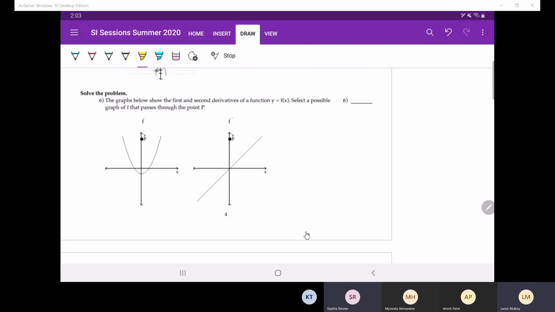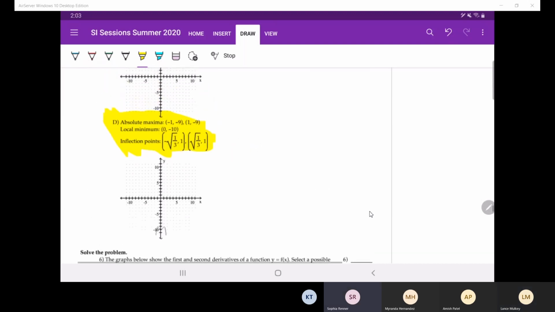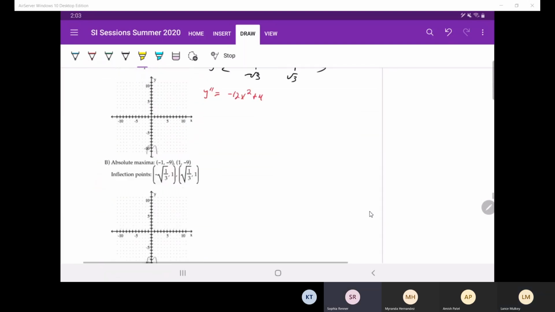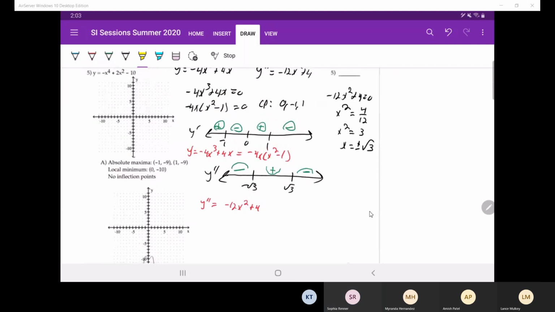Hey, Lance, I have a question. Where do you plug the inflection points in to find the y coordinate? To find the y coordinate of this one? Yeah. I got the wrong inflection. You plug in the x value you got to the original equation. Okay. Yeah, I did this wrong. So, you got any more questions? No, I think I was just confused on that.